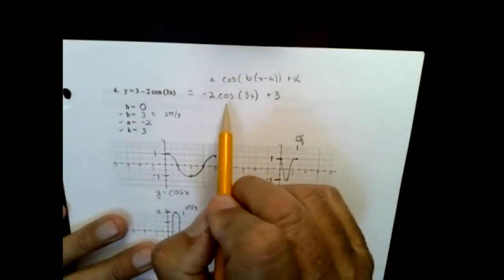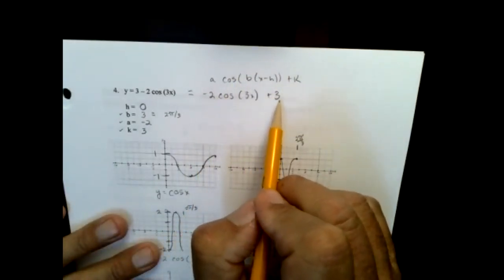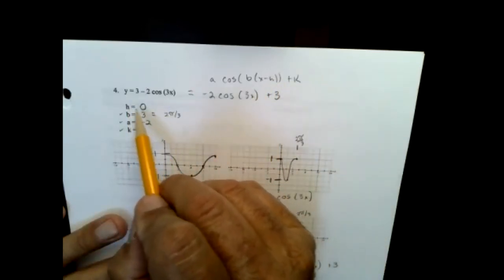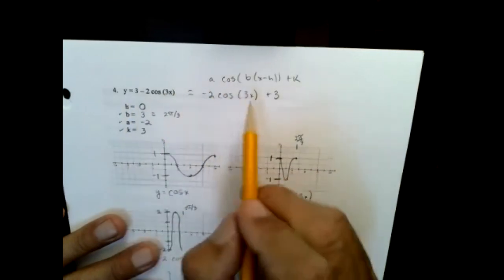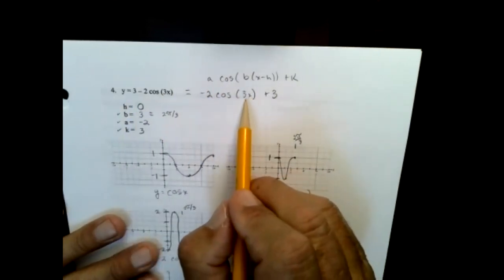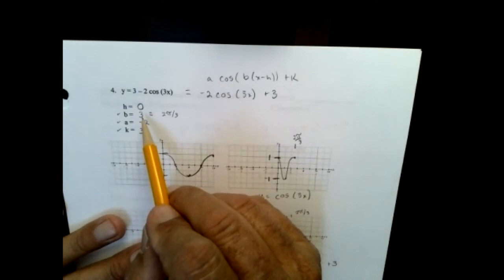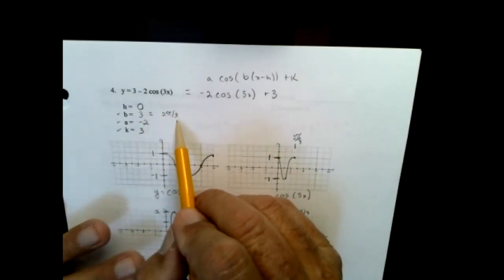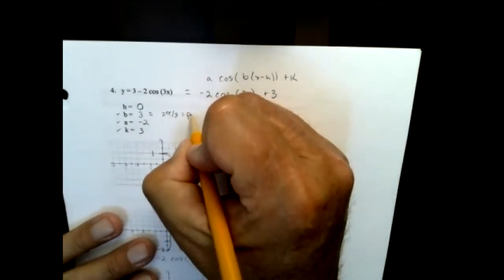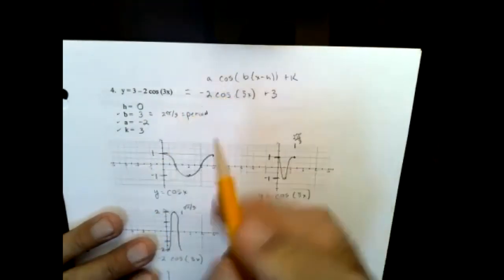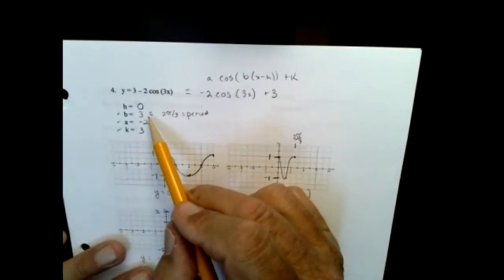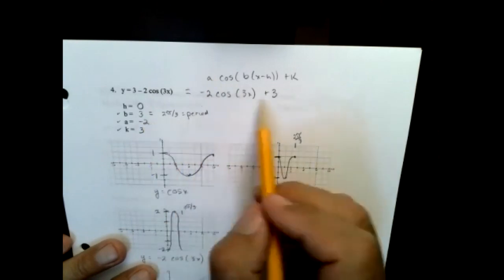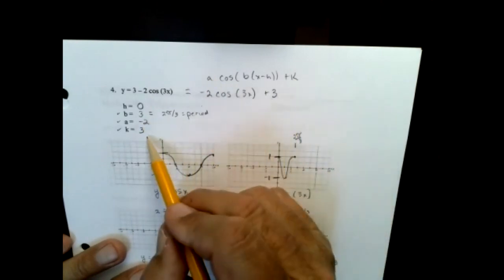Y equals -2 cosine 3x plus 3. I look for an h. There's not, so it's 0. No h. Next thing I look for is the b. The b is 3. That means the period is going to be 2 pi divided by 3. I don't have to clean anything up. I just know that's now going to be my period. So that's going to be the first thing I take care of. My A is -2. My K is a 3.